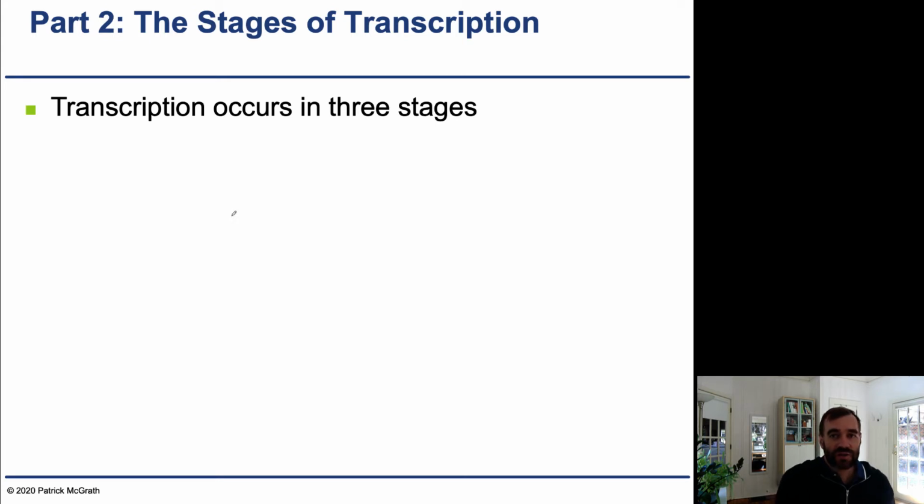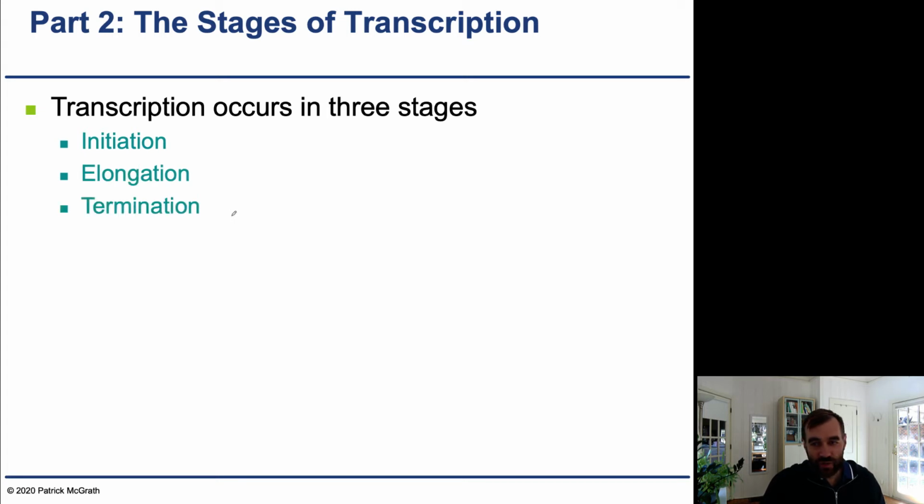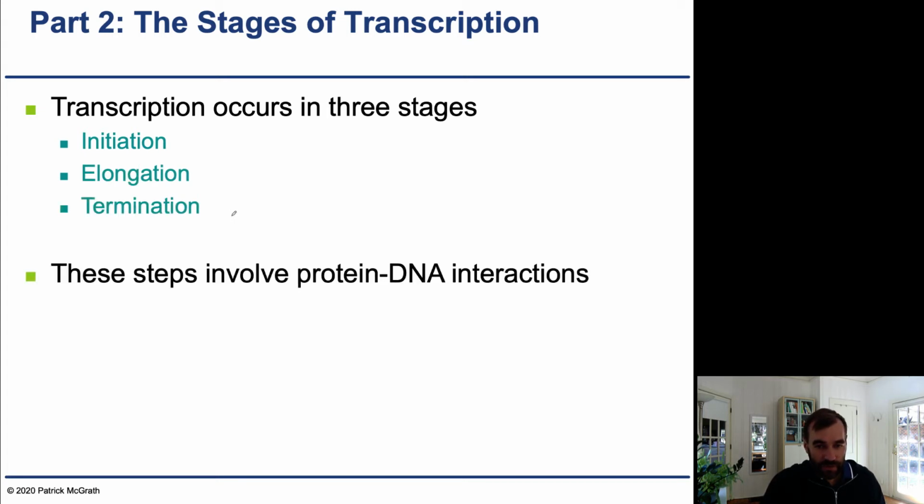So we break up transcription into three different stages: initiation, elongation, and termination. This is pretty straightforward, and all of these steps involve protein-DNA interactions. So again, DNA sequence always matters.